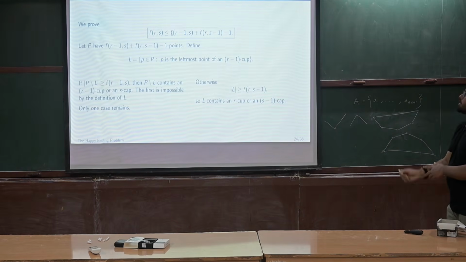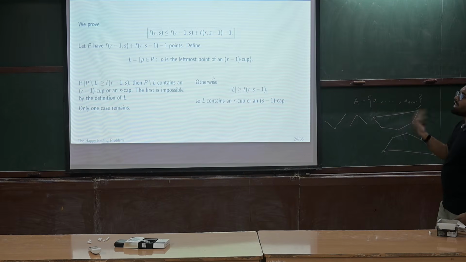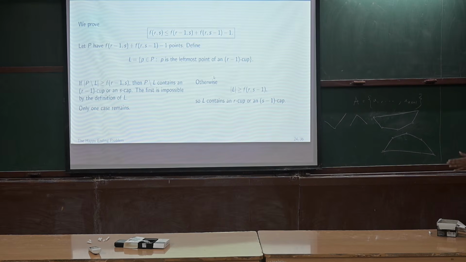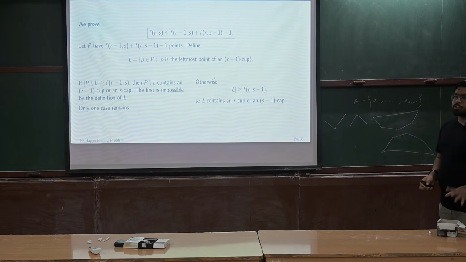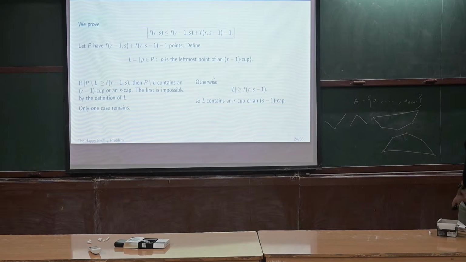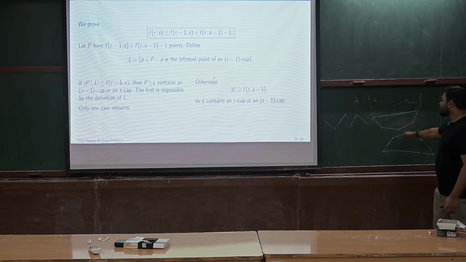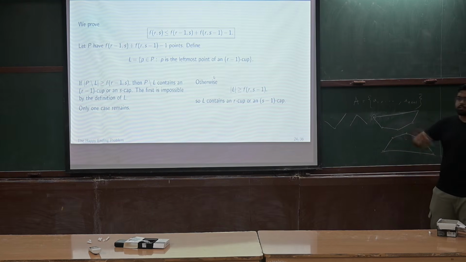Now we set up this recurrence to then get the bound for f of r comma s. So let us consider some set of points P which contains f of r minus 1 comma s plus f of r comma s minus 1 many points. Take points out of it and form a different set L such that every point in L is the leftmost point of an r minus 1 cup. So if this is an r minus 1 cup, you take all of these points out and then put them into L.